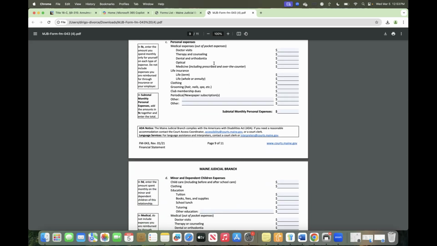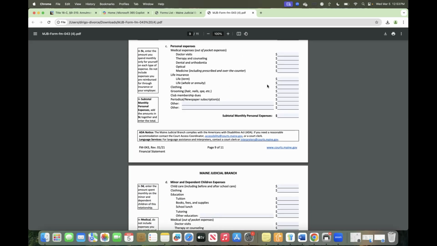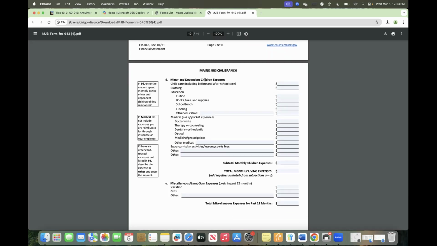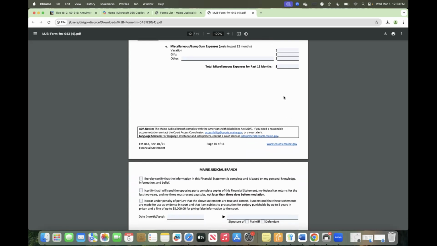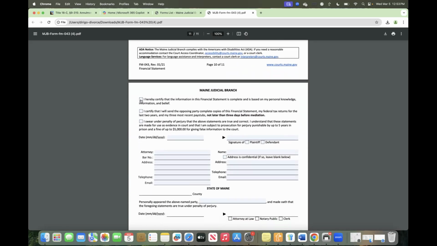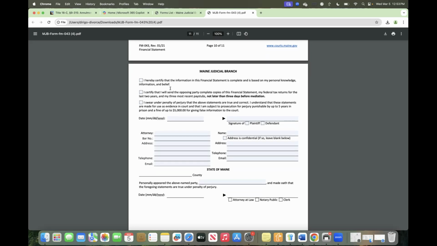These are your personal expenses for various items, per month. Again, they're trying to maintain that consistency of being a monthly expense. What does that equal to? What are the costs for the children, if you have any, that you pay for, and that gives you a total amount here. You would check these boxes saying, yes, I certify that the information is complete and based on my personal knowledge, information, and belief. I will send opposing counsel my federal tax returns for the last 2 years and 3 recent pay stubs before mediation. So it's in bold, 3 days before.